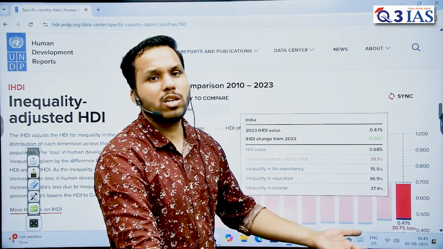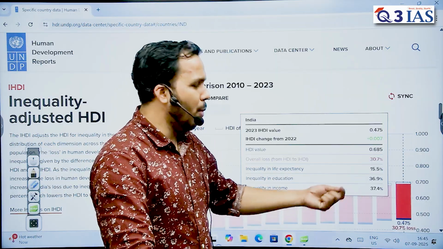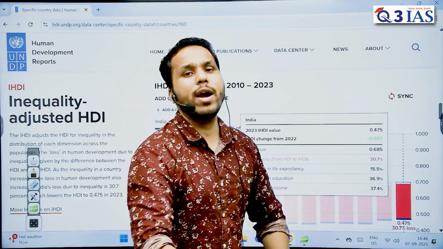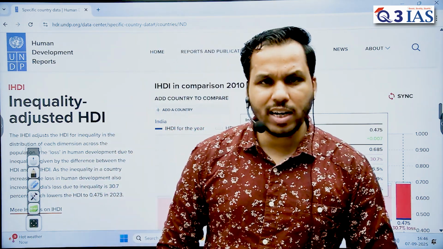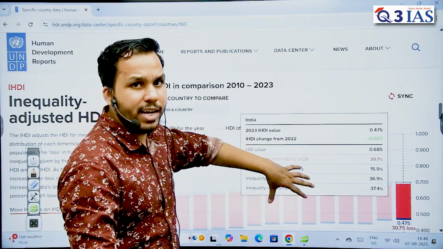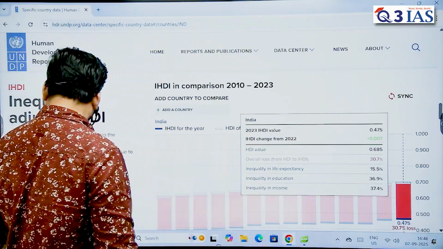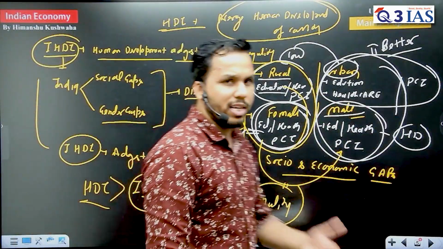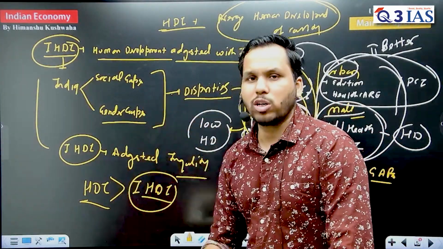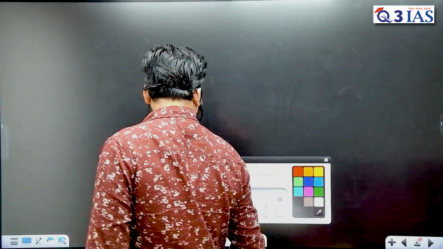It means the rural population will have less access compared to the urban ones. Inequality in income is 37.4%. So these data basically show us which sectors are needy, which sectors the government needs to focus on. Back to the topic, what is HDI, we have already discussed, and now we have also discussed IHDI. Now we will move on to the next part of this question.